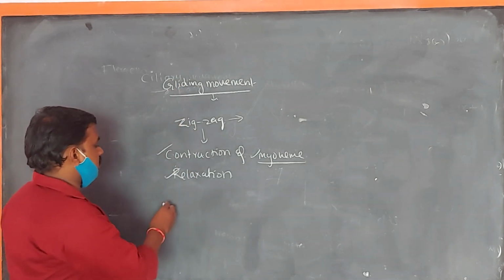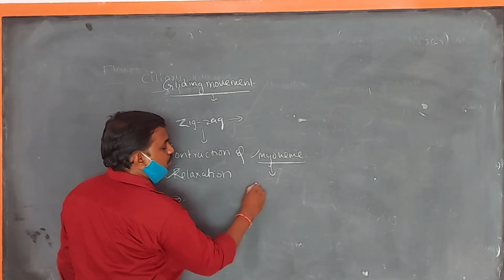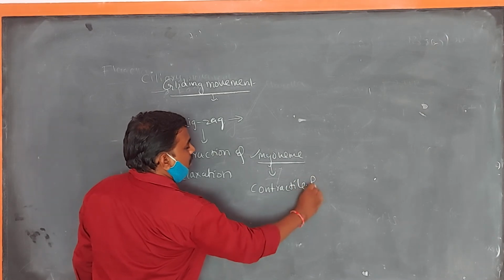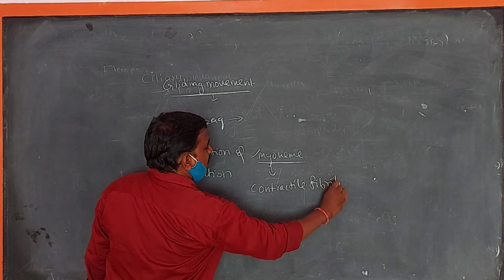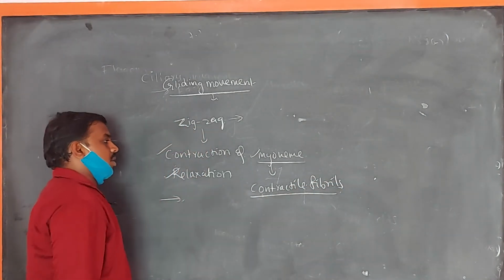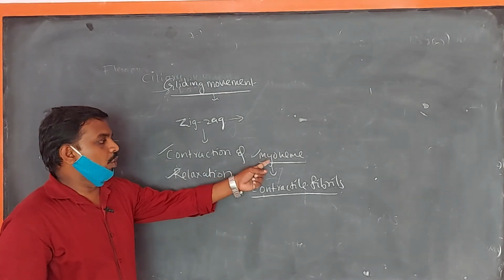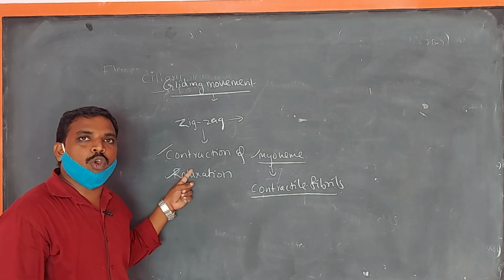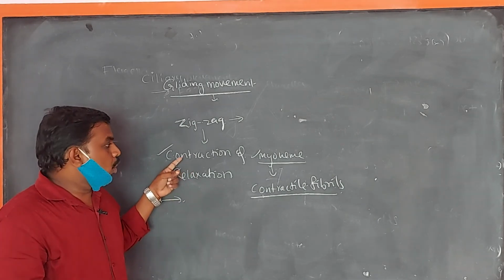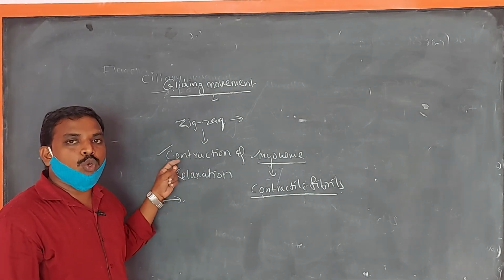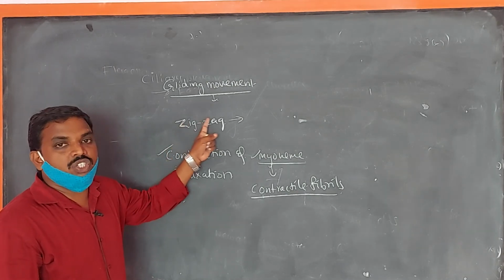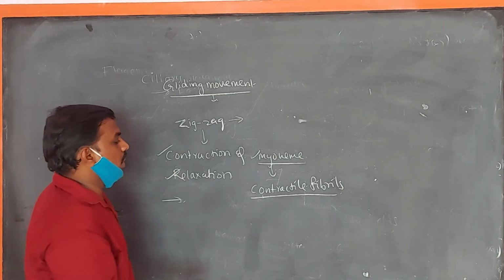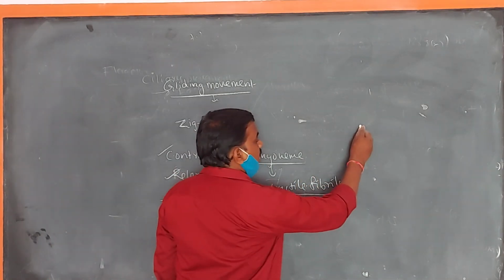So the myonemes are the contractile fibrils. With the help of the contraction and relaxation of the myonemes, the protozoan animal, for example Euglena, performs the zigzag movement or gliding movement. So in this Euglena, the myonemes are present.